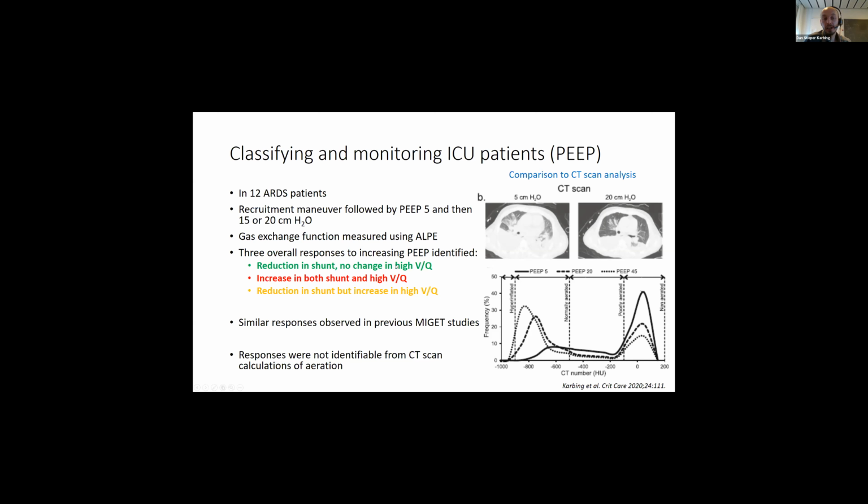This was not a new finding. Previous studies using the multiple inert gas elimination technique have shown similar responses, which was just a sort of verification, at least, that this could occur. But we could not identify these 3 responses using aeration analysis from the CT scans, which is perhaps not so surprising because aeration is only based on ventilation, and gas exchange function is from the matching of ventilation and blood flow in the different gas exchanging units.